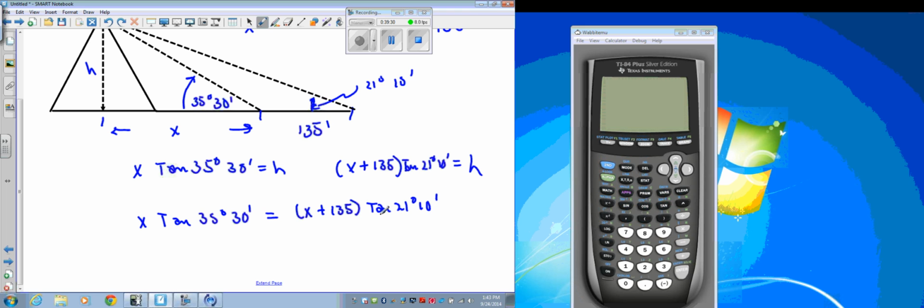Now I'm going to distribute this across, take that x term over there, factor out the x and divide. See what I'm doing? So I'm going to distribute this tangent of 21 degrees 10 minutes across here: x tangent 21 degrees 10 minutes plus 135 tangent 21 degrees 10 minutes. And that's equal to this one.